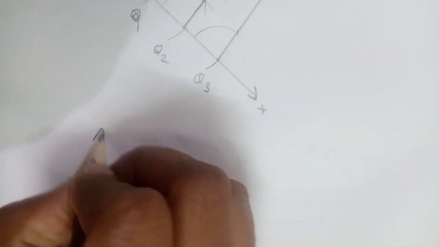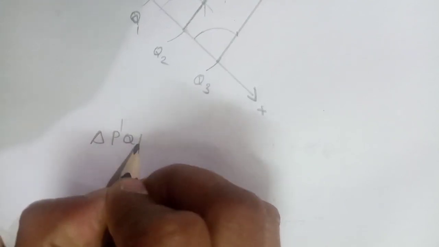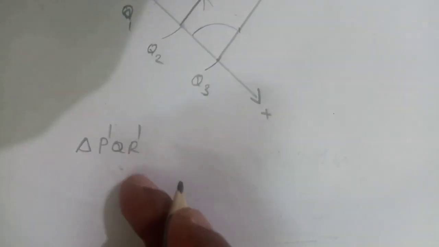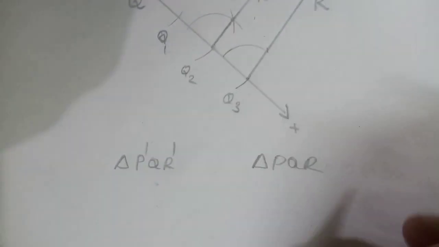Now triangle P dash Q R dash is the required triangle, each of whose sides is 2/3 of the corresponding side of triangle PQR. Construction you can write in your own words.